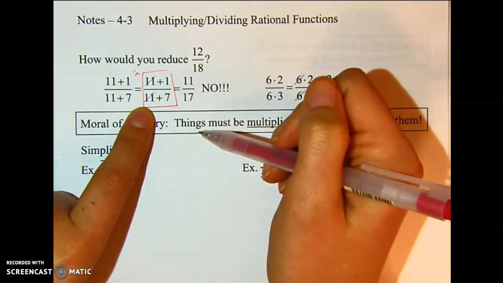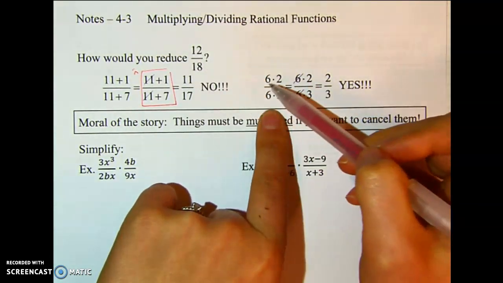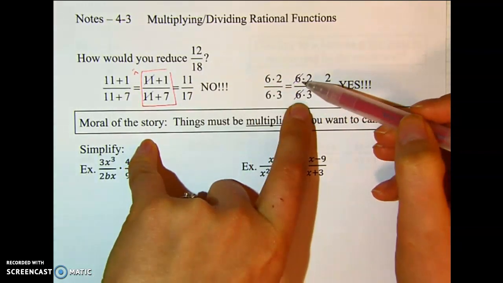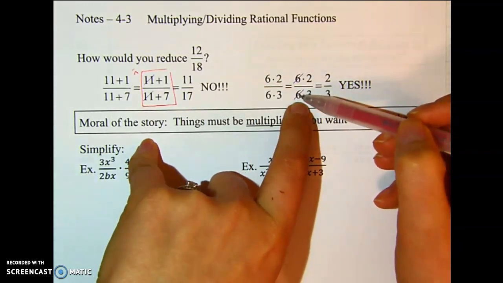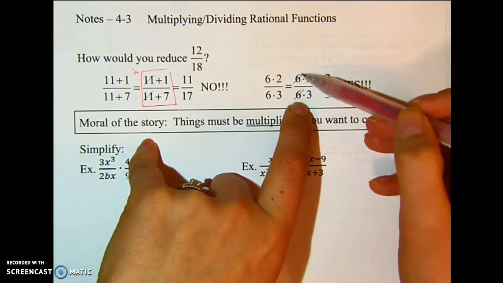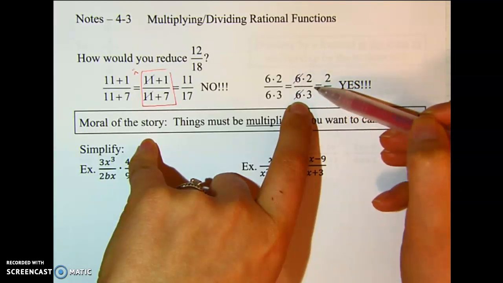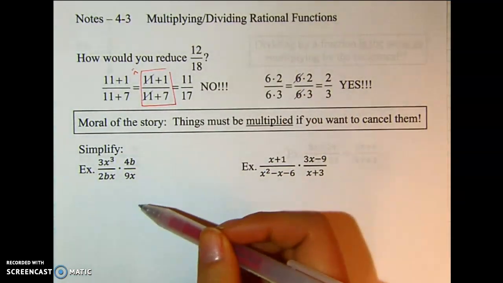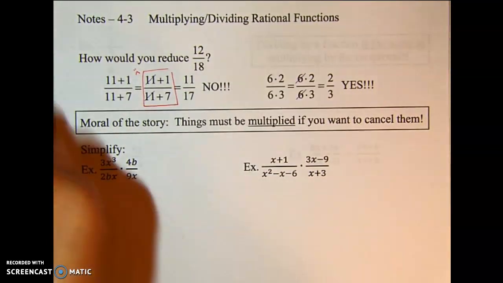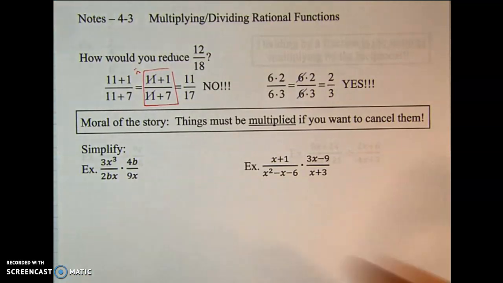You can only cancel factors. So you would say, well, 6 times 2 is 12 and 6 times 3 is 18, and 6 divided by 6 is 1, so we are left with 2/3. The reason this can cancel is because the opposite of multiplying is dividing. So the moral of the story is things must be multiplied if you want to cancel them. So let's do some examples with actual rational functions.